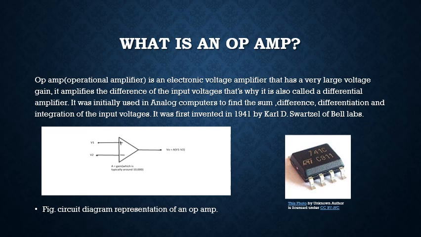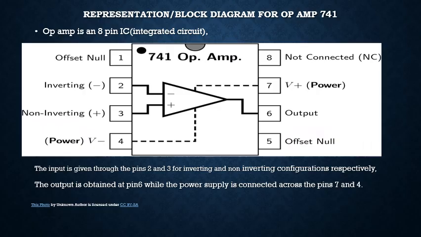V1 and V2 are the input voltages. So the output voltage will be A times (V1 minus V2). That is, it will amplify the difference between the input voltages. 741 is the IC number of the op-amp.